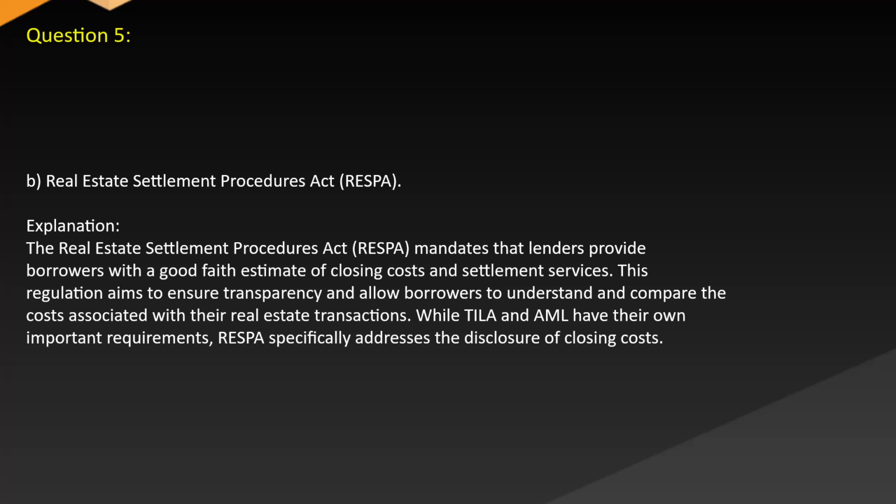Question 5. Title search and examination. When reviewing a title abstract, which document would be least likely to reveal information about a prior owner's conveyance of property rights? A. Deed. B. Mortgage. C. Judgment. D. Lease.